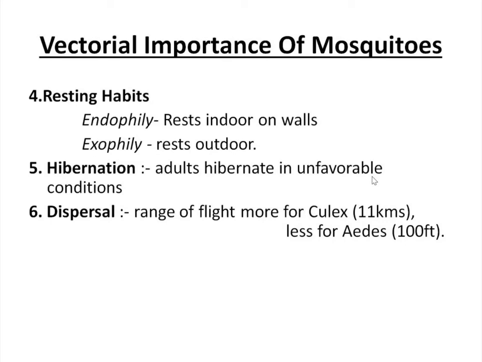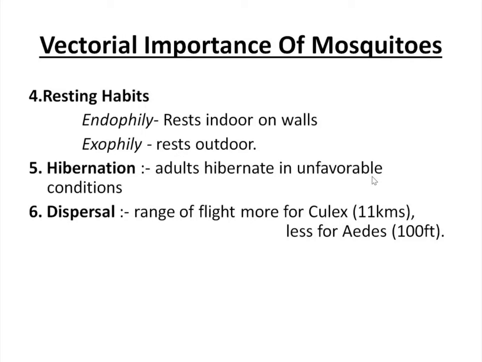An example for this is the Aedes mosquito. Aedes is usually endophilic because it always lives inside the houses, especially around artificial containers or any artificial storage of water. So it likes to stay inside the house. All these points are very important to know how it is transmitting the disease, and how we can put control measures in place to control these mosquitoes.